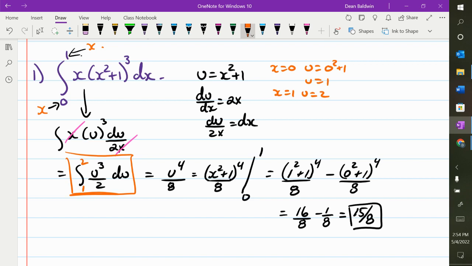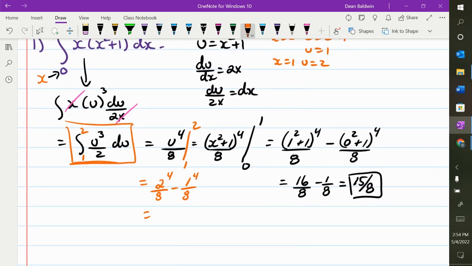And you can solve that and evaluate it between 1 and 2. You'll get the same answer. Watch. So the antiderivative is u to the 4 over 8. If I evaluate that from 1 to 2, I get 2 to the power of 4 over 8 minus 1 to the power of 4 over 8. 2 to the 4 is 16 over 8 minus 1 over 8 is 15 over 8.